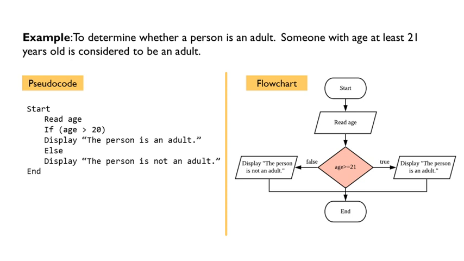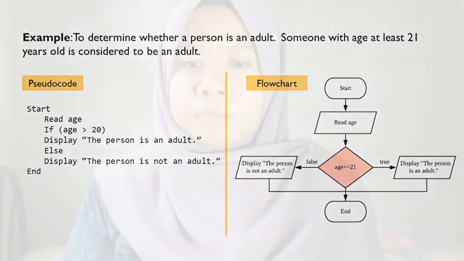So the input for this problem is age. Then the process looks at whether the age is larger than 20. If so, the program will display the person is an adult. Else, we will display the person is not an adult. That one we call a two-way selection because it has two alternative statements we want to execute. First is the person is an adult, and second is the person is not an adult.